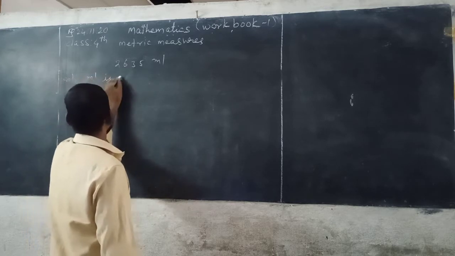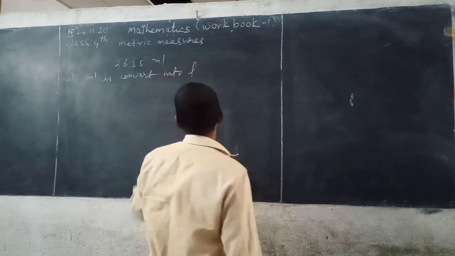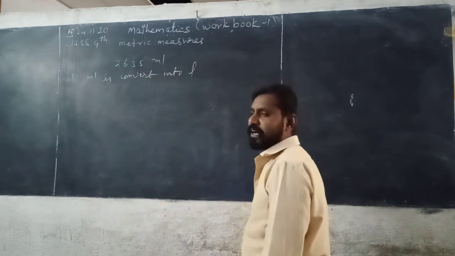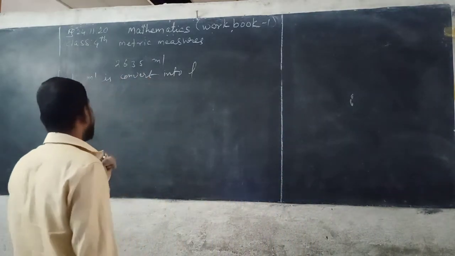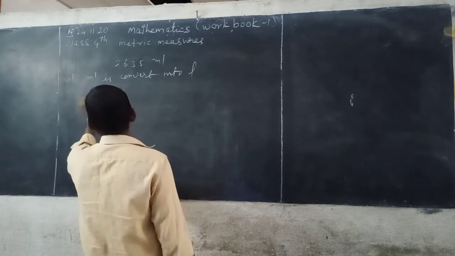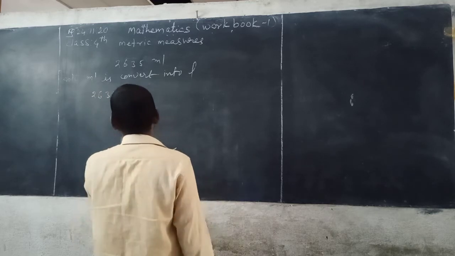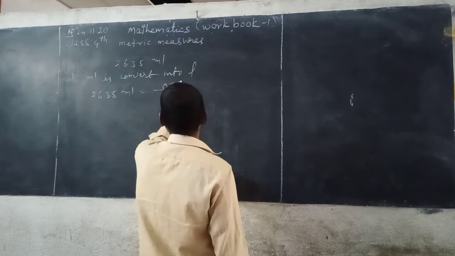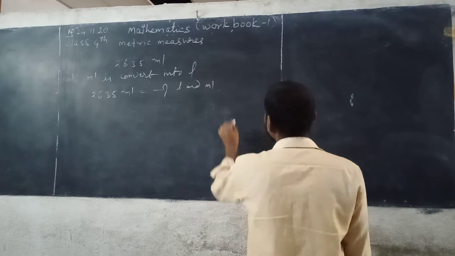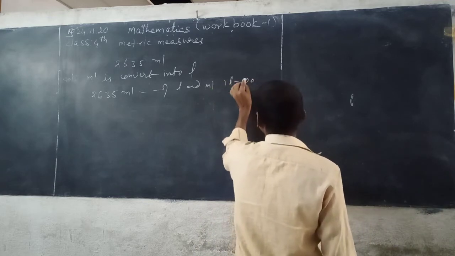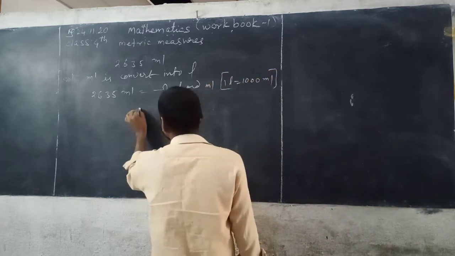milliliter is converted into liters. So here the small quantity is converted to big quantity, then you have to take division. Now here 2635 milliliter is equal to how many liters and milliliters. See here, 1 liter is equal to 1000 milliliters.